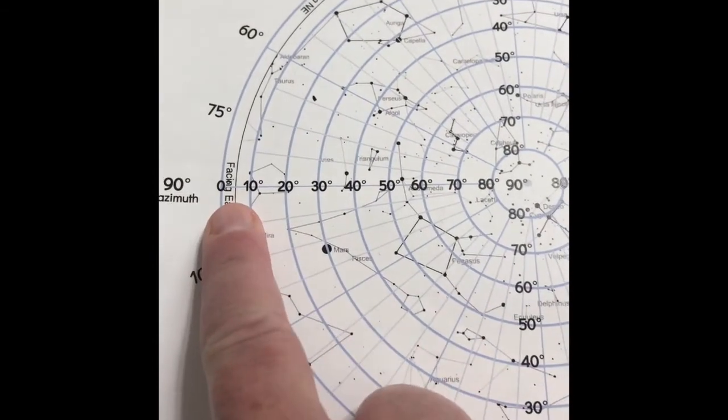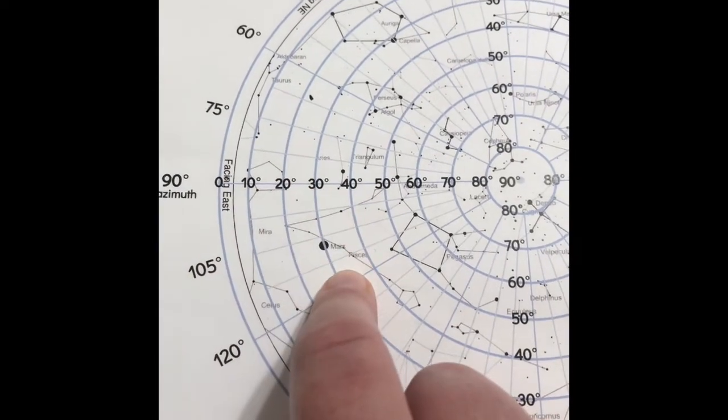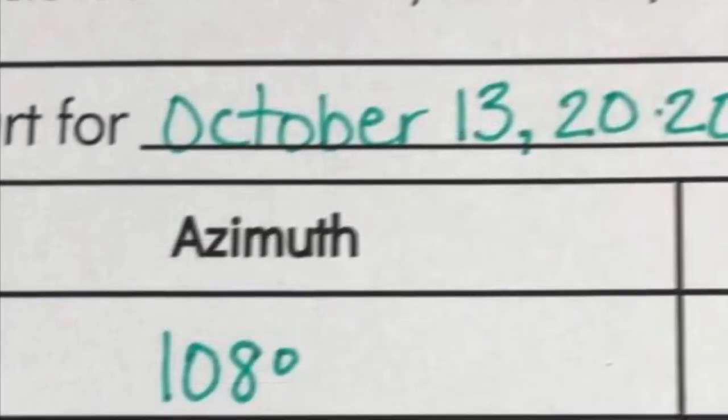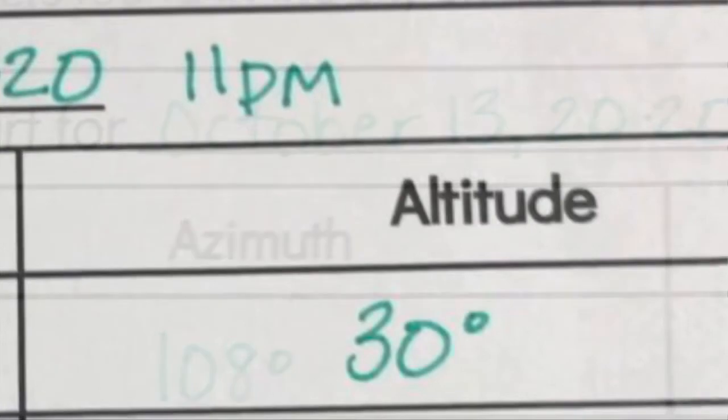And for altitude, we find the location. We're lucky, it intersects at 30 degrees. So our sky coordinate reading for Mars is 108 degrees azimuth and 30 degrees altitude.